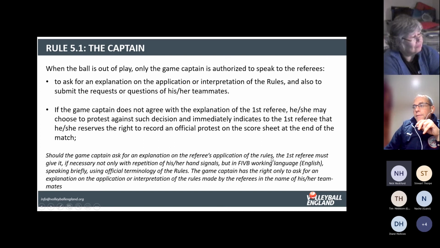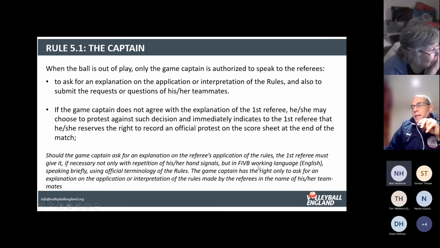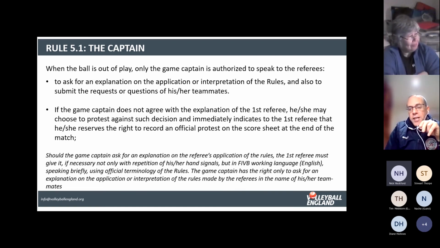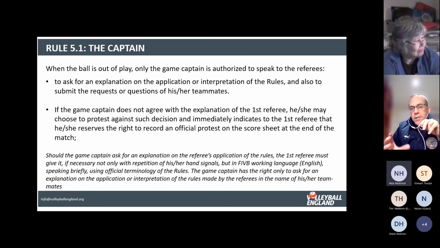What the FIVB says about this is that the game captain should ask for an explanation of the rules at referee's application, and the referee must give it, if necessary, not only with repetition of hand signals, but with the FIVB working language of English, speaking briefly using official terminology in the rules. So what they're asking you to do is, if you stick to the terminology of the rules, then you can't get into a discussion about things, because if you just stick to the rule language, it's very clear. The reason for the decision is this.